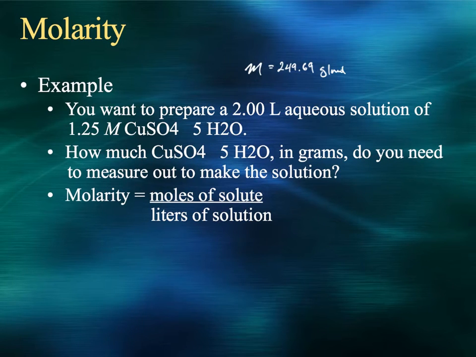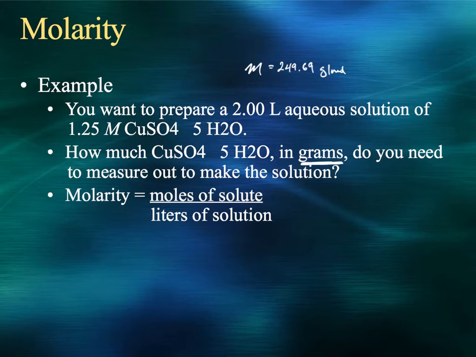So, example problem 1: you want to prepare a 2-liter aqueous solution of 1.25 molar copper(II) sulfate pentahydrate. How much do you need in grams to measure out to make the solution? So the first thing we want to do, if we're trying to find an answer in grams, and this is kind of a problem taking us back to stoichiometry, is first get the number of moles. So I want to rearrange this equation. I'm given a molarity and I'm given a volume, so I want to solve for moles of solute first.